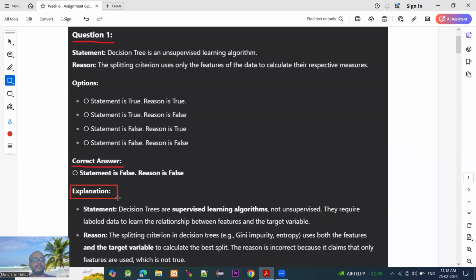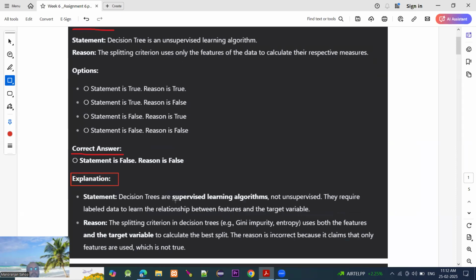We can see the explanation here for why this statement is false. The decision tree is a supervised learning algorithm, not an unsupervised one. So they require labeled data to learn the relationship between the features and the target variable. The reason is the splitting criteria of decision trees, that is Gini impurity and entropy, use both the features and the target variable to calculate the best split. The reason is incorrect because it claims that only features are used, which is not true.